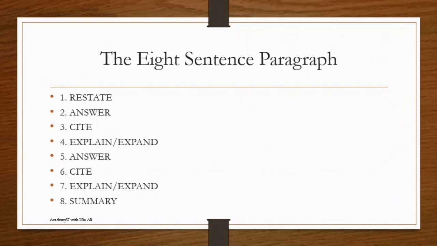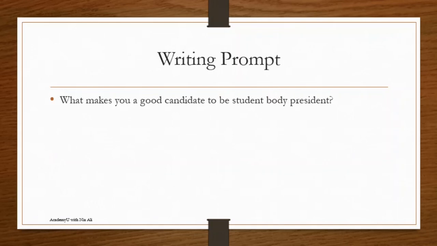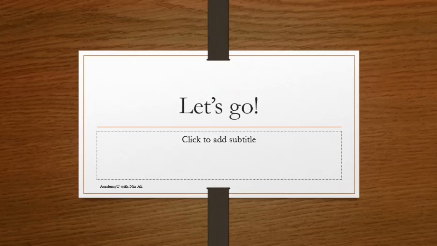There are 8 sentences in this paragraph structure that I'm going to share with you. And so let's take a look at our writing prompt. We will be writing to this prompt: what makes you a good candidate to be a student body president? This is a standard prompt that many students get throughout the year, and it can be written and answered in so many different ways. Are you ready? Let's go.